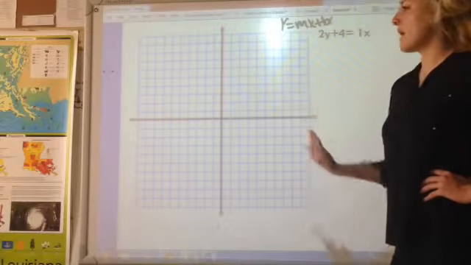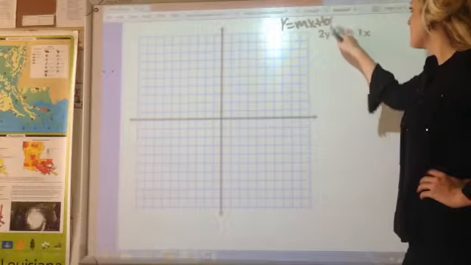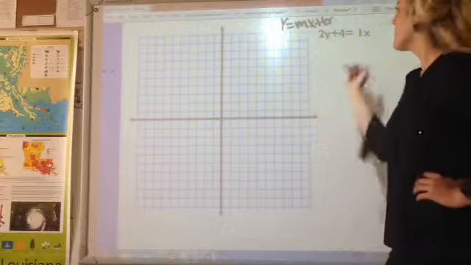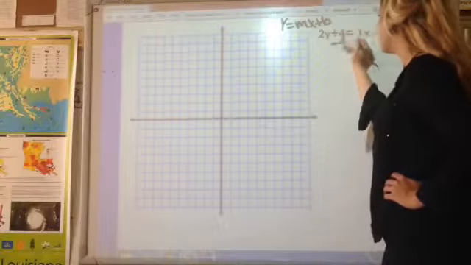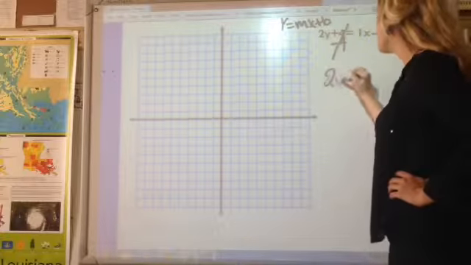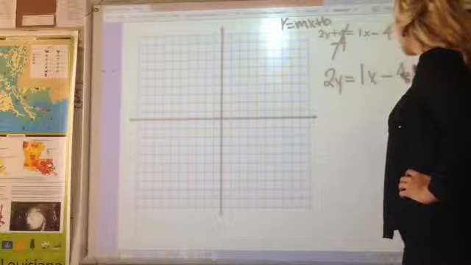I want to solve for y. So I want to get y completely isolated by itself. So that means I have to get rid of this positive 4. In order to get rid of this positive 4, I need to do the inverse of addition, which is subtraction. My 4's will cancel out. I'm left with 2y equals 1x minus 4.